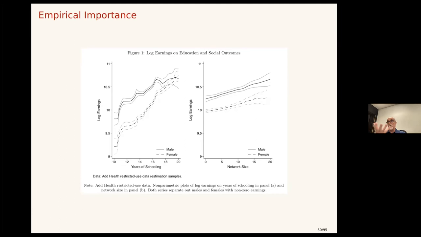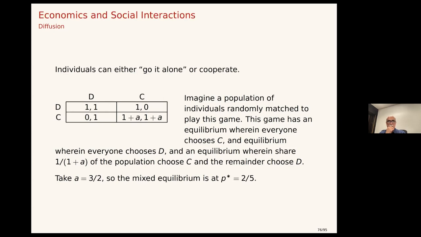This is an NBER working paper. You can find it online. You should take a look at this. I am nearly out of time. I want to talk about diffusion of behavior on a social network. And I'm going to do this very quickly.